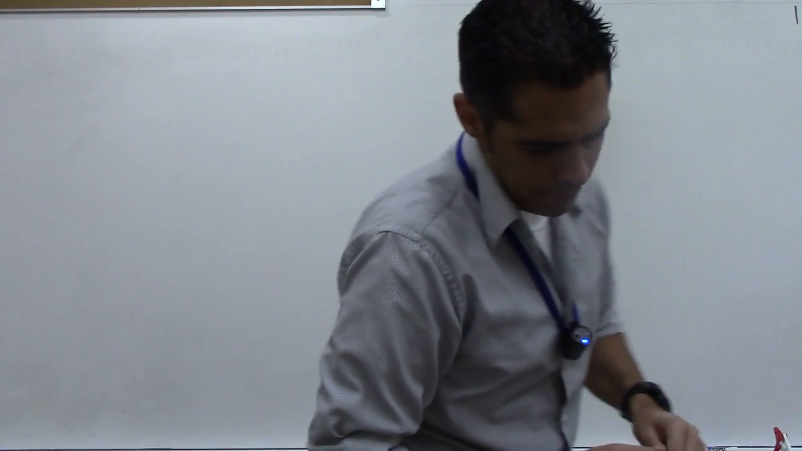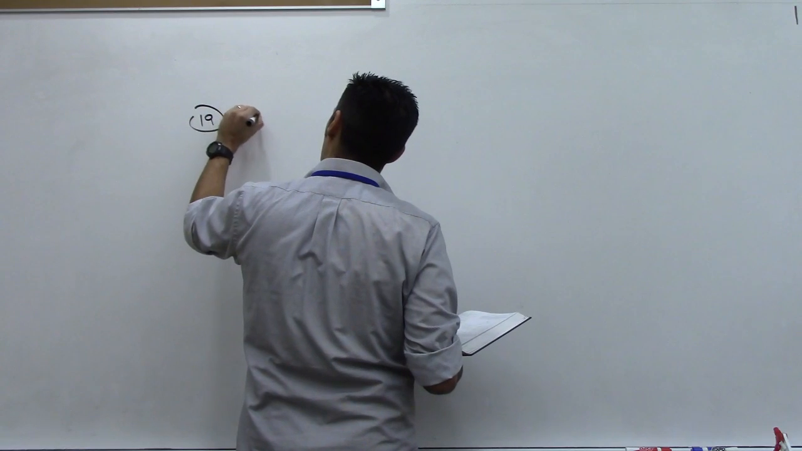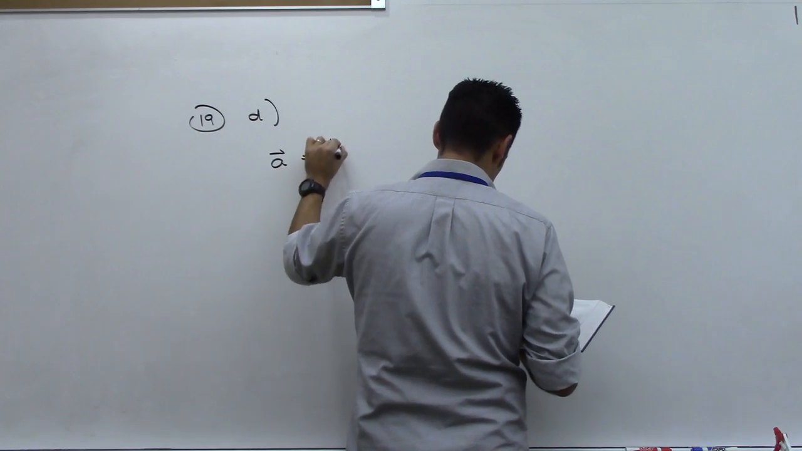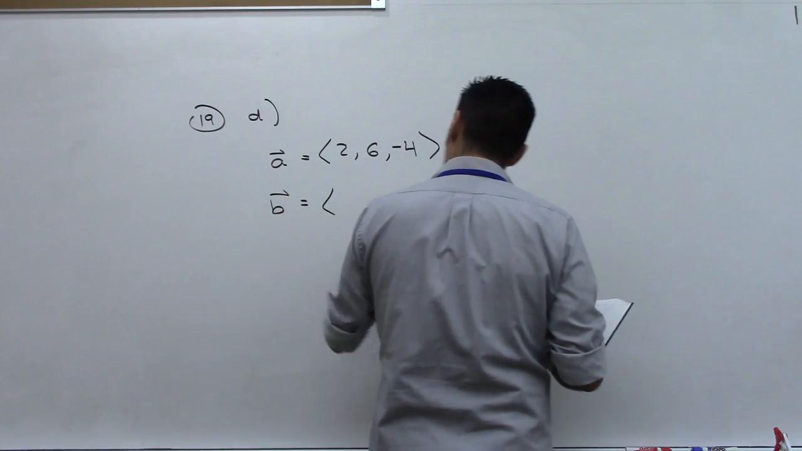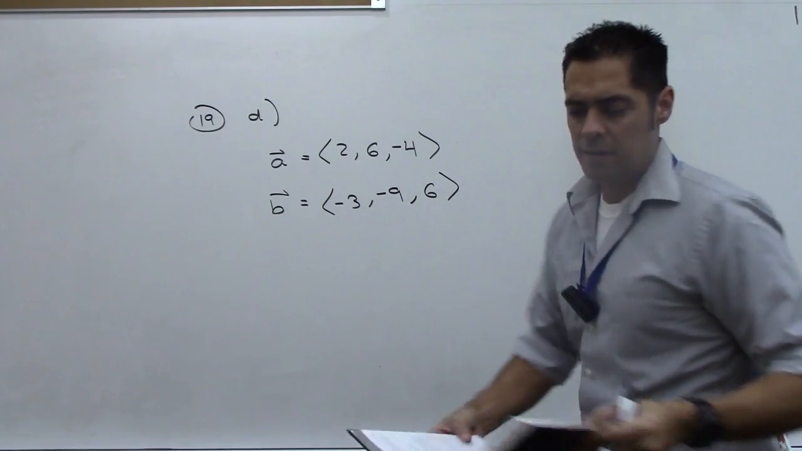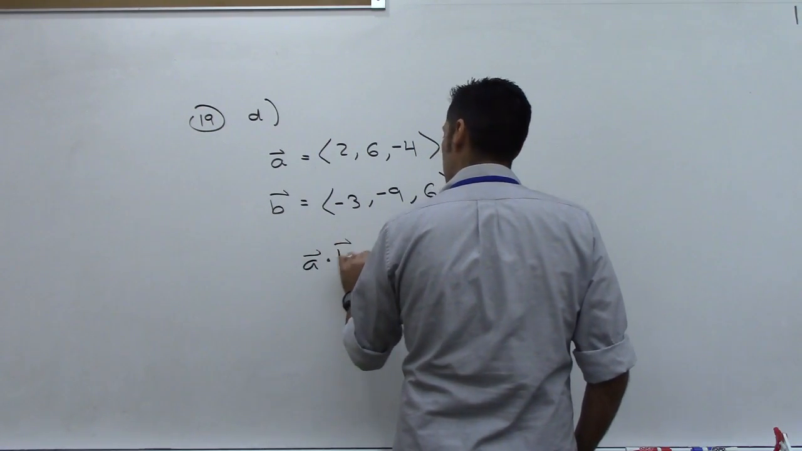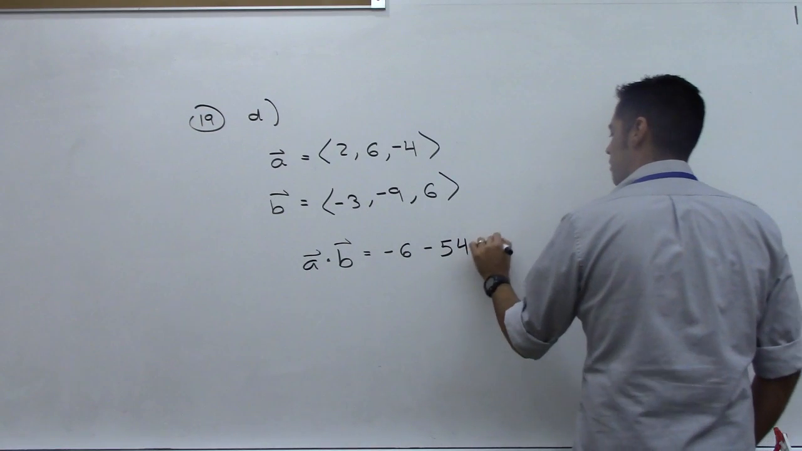Let me do one where they're parallel so you can see parallel. How about 19D? So 19D, you're given two vectors. A is the vector, I'm going to convert it right now. It's 2, 6, negative 4. B is the vector negative 3, negative 9, 6. So do a quick dot product to see if they're orthogonal. So A dot B, so I get negative 6, I get negative 54, negative 24. There's no way that's 0.